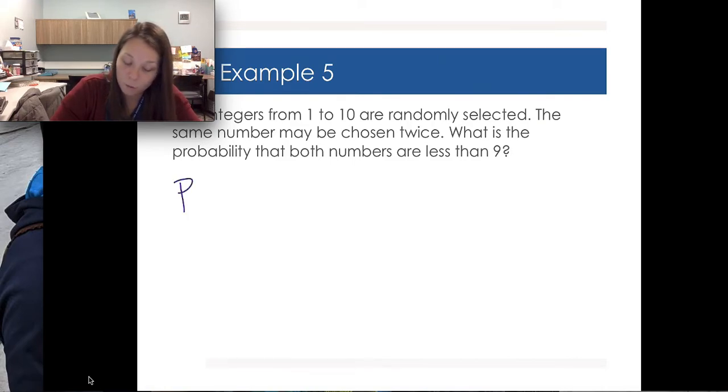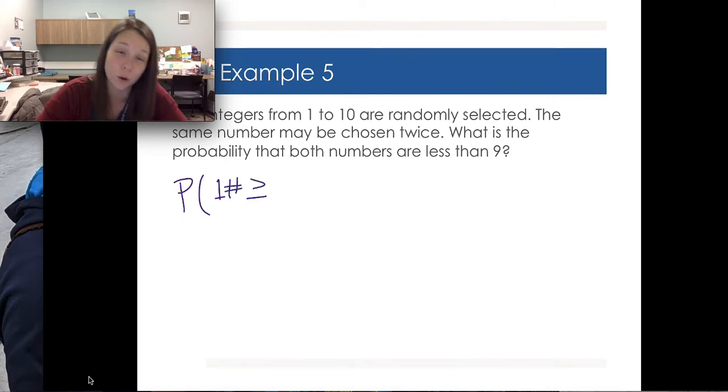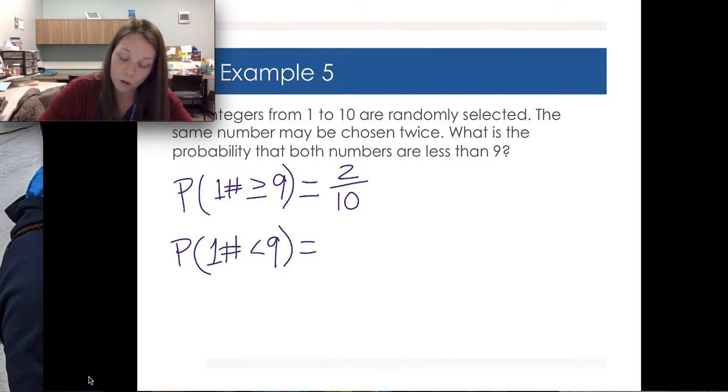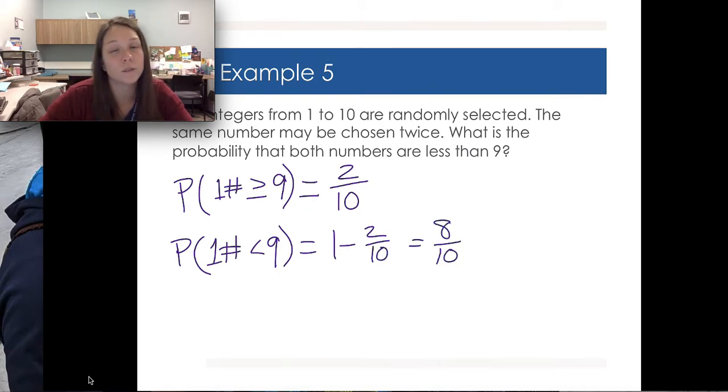So starting this one off, we're looking at, well, what is the probability that one number is less than 9? I'm sorry, what's the probability that one number is greater than or equal to 9? That would be 2 out of 10. So using the complement rule, the probability that one number is less than 9, we're going to be doing 1 minus 2 over 10, which gets us 8 over 10. Again, you could have jumped straight to the 8 over 10 answer for the probability that one number is less than 9, but I just wanted to show you another example where the complement rule could be applied.